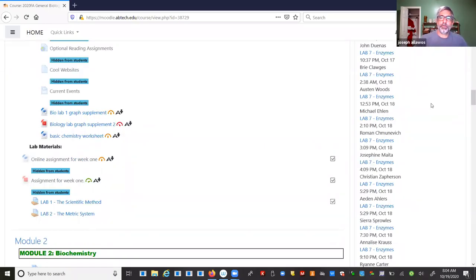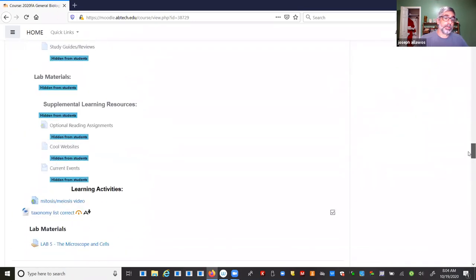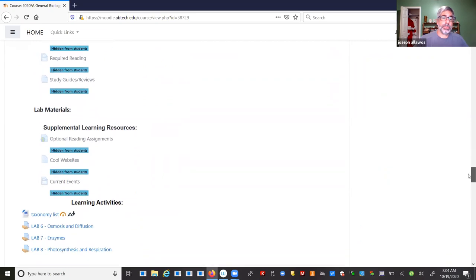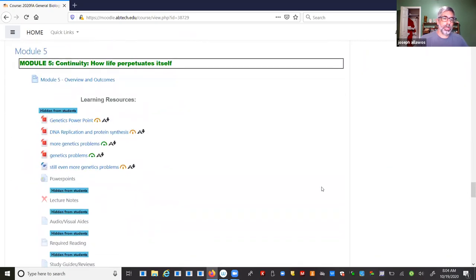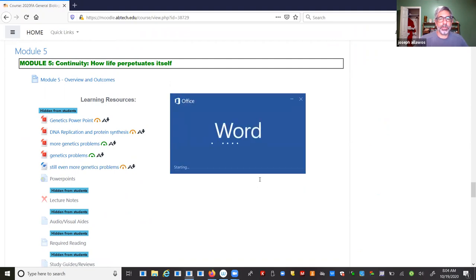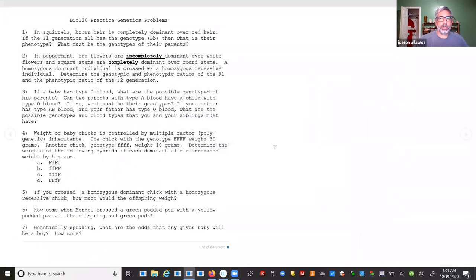Okay, so if you go down and you look, you can see there are three different sheets. And I think the one we want to look at is the one that says "Still Even More Genetics Problems." I think this one is good because it has all the different kinds of problems. Yeah, this one is good. Okay, so here it is on your screen.